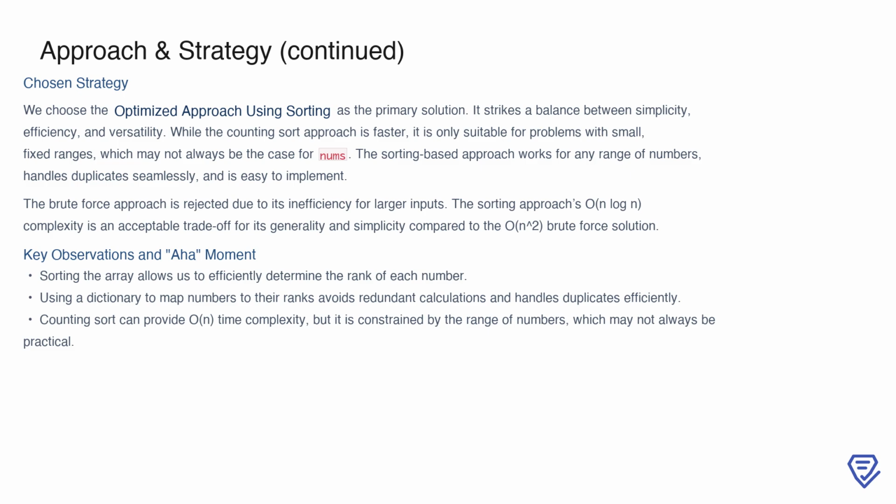Given these approaches, we select the optimized approach using sorting as the primary solution. This approach strikes a balance between efficiency, simplicity, and versatility. While the counting sort method is faster, it is constrained by the need for a small, fixed range of numbers, which may not be a valid assumption in all cases. On the other hand, the sorting-based approach works for any range of numbers, handles duplicates effectively, and is straightforward to implement. Though it has a slightly higher time complexity than counting sort, the O(n log n) complexity is generally acceptable for a wide range of inputs.